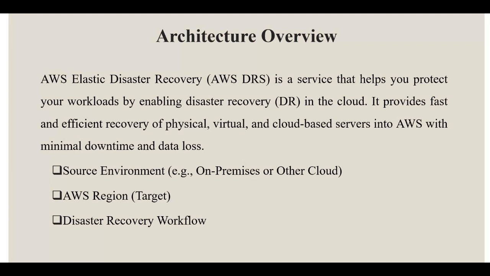So AWS Elastic Disaster Recovery Service is a service that helps you protect your workloads by enabling disaster recovery in the cloud. It is one of the services that helps to protect all the workloads. So when we enable disaster recovery, it helps to protect our workloads.